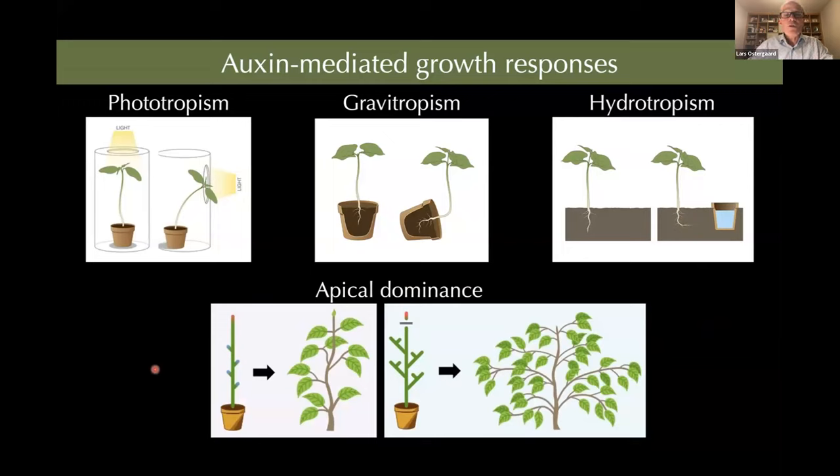Another important role of auxin is in apical dominance, which is where the primary shoot will usually grow higher and more pronounced than the secondary shoot. And this is because secondary shoots are inhibited by auxin produced at the very tip of the primary shoot. So when you remove the tip of the primary shoot, branching can occur more pronouncedly, as in this drawing shown here.